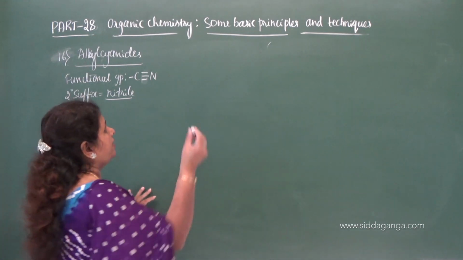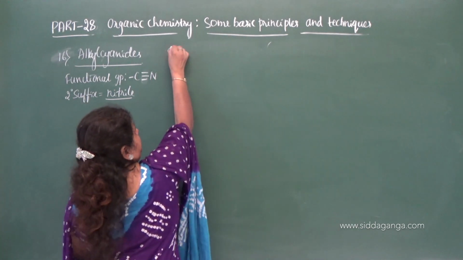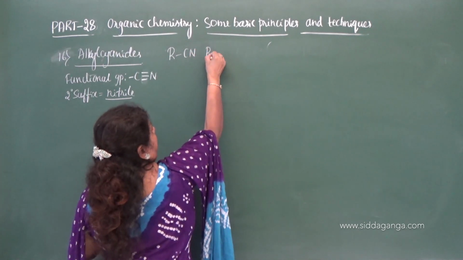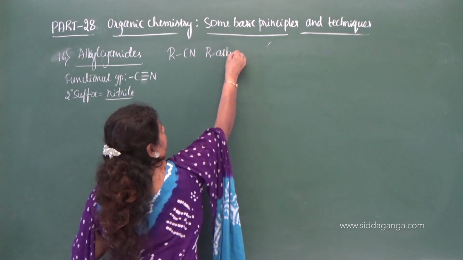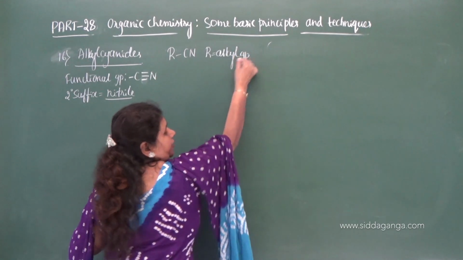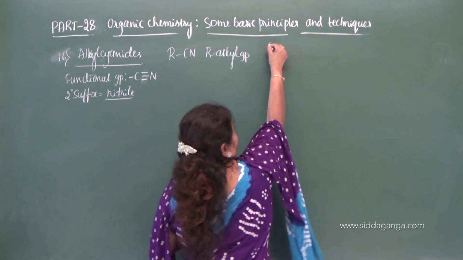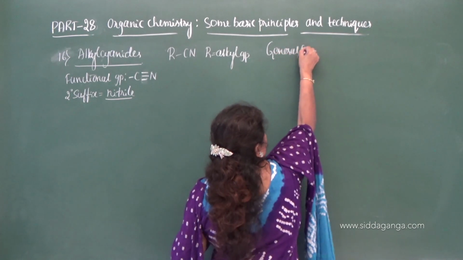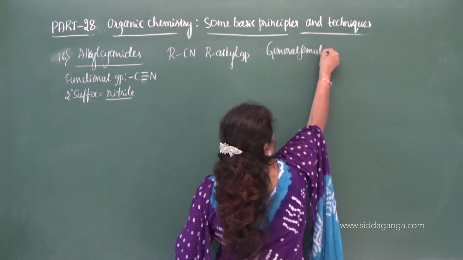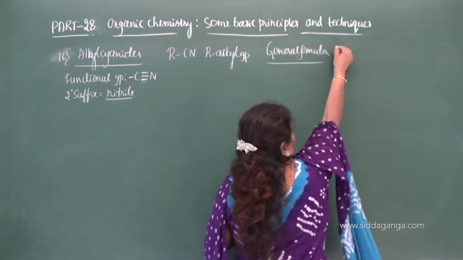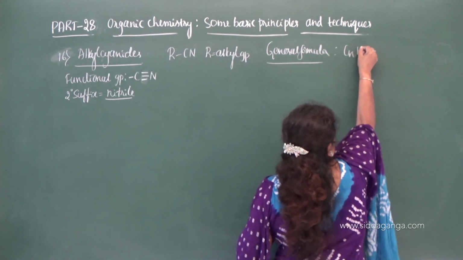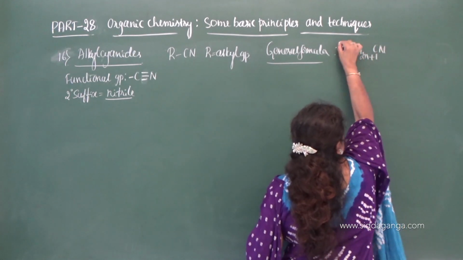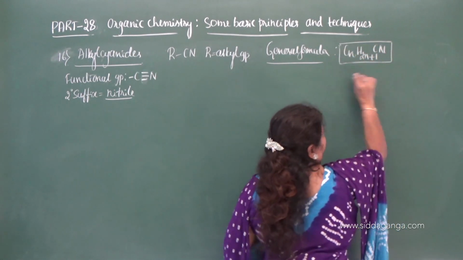Okay. Now, let us move on to the general representation. RCN, compulsory R is alkyl group. It must be alkyl group. Move on to the general formula. So, general formula. What is the general formula? CnH2n+1CN. So, this is the general formula.